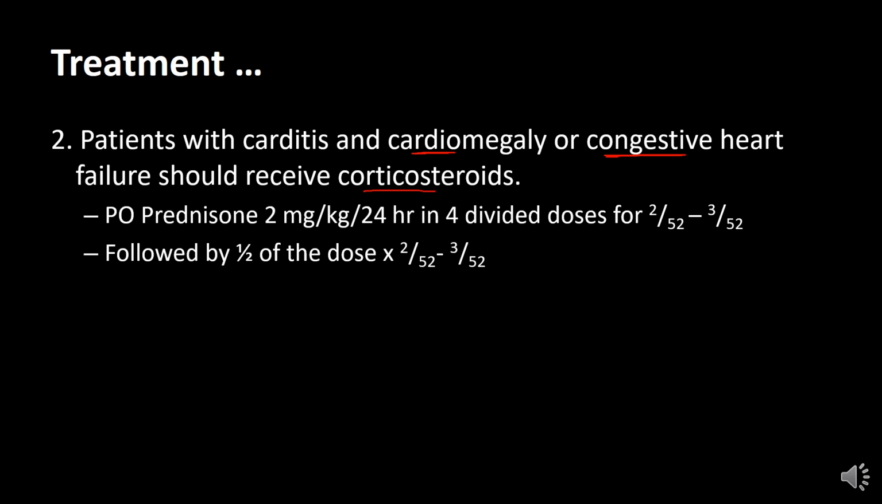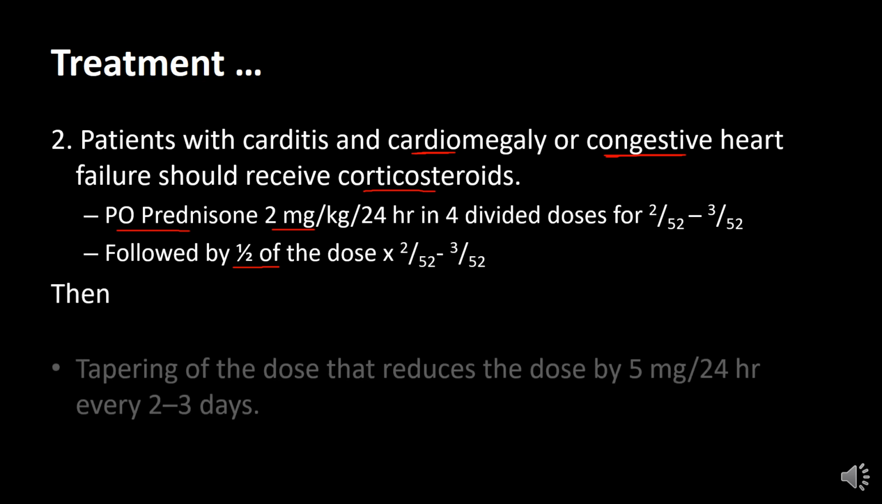The steroid of choice is oral prednisolone, and the dose is 2 milligrams per kg per day in 4 divided doses for 2 to 3 weeks. After that, you halve the dose. That means you give them 1 milligram per kg per day, again in divided doses, and you give that for a further 2 to 3 weeks. So the total steroid therapy duration will be a maximum of 6 weeks, minimum of 4.